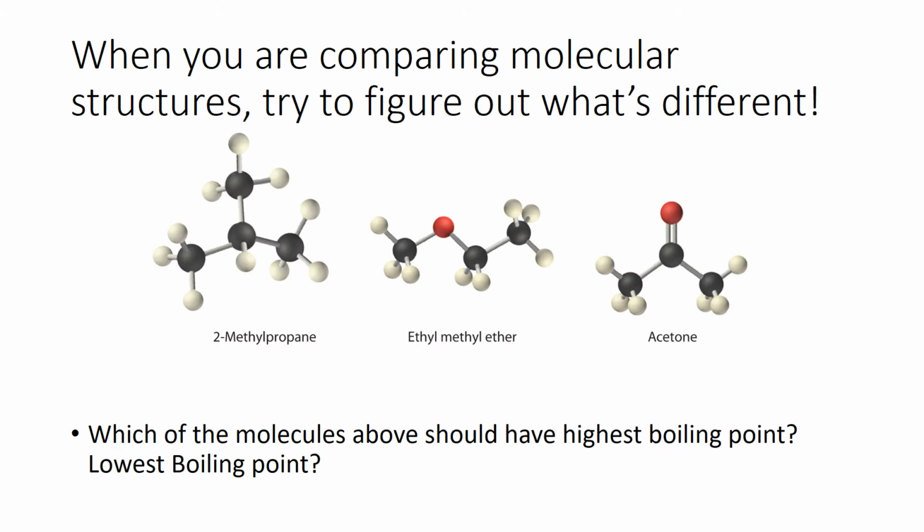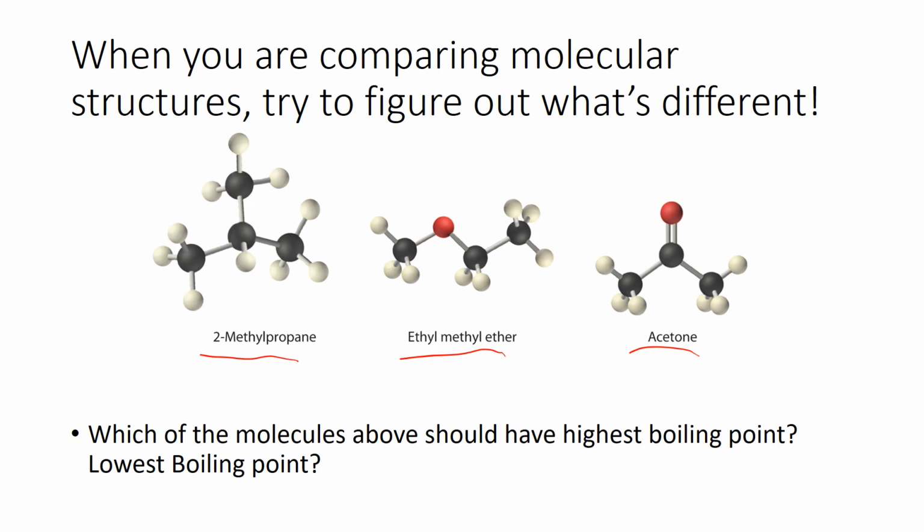Here I have 3 different structures. They're all hydrocarbon-based structures. We have 2-methylpropane, ethyl methyl ether, and acetone. And by hydrocarbon, I mean they're carbon-based with a hydrogen skeleton associated with them. So the carbon is the black, the hydrogen are the white. We want to determine between these 3 molecules which one we would expect to have the highest boiling point and which the lowest boiling point. What we're really asking with this type of comparison is which one should have the strongest intermolecular forces and which one should have the weakest.